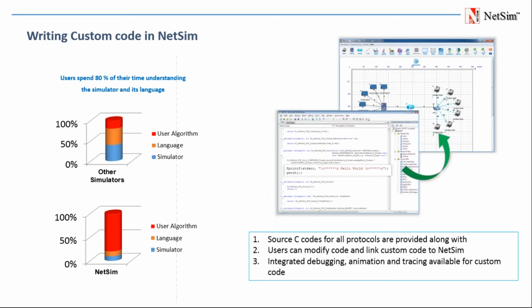So as we know, we have to write a lot of programming while using any open source tool for creating and simulating our network design. So for creating a simple design, we have to write a lot of program. So in the first part of the graph, you can see there is an equal load of understanding the language and the simulator, and then user algorithm. So users spend 80% of their time understanding the simulator and its language. So rather than understanding the user algorithm, they emphasize more on language and simulator.